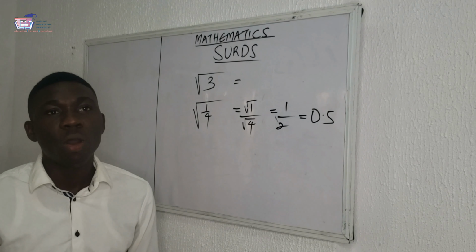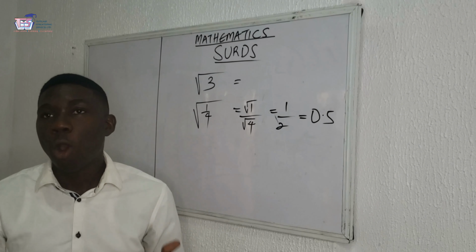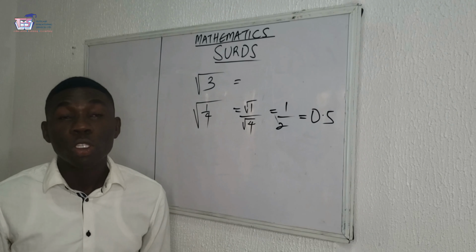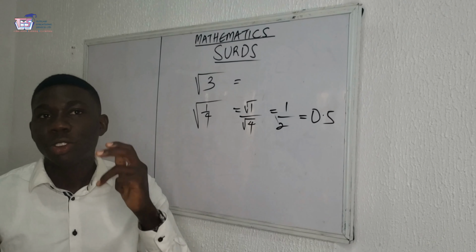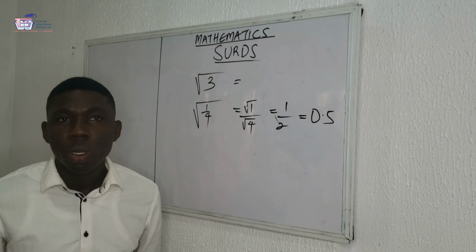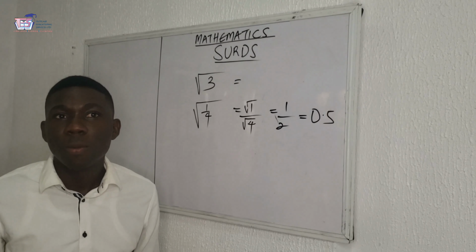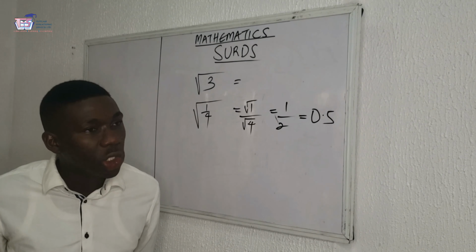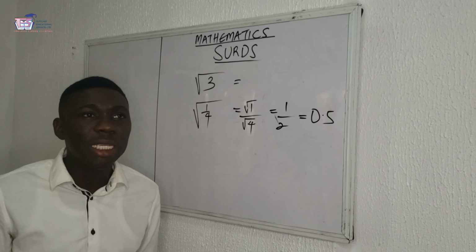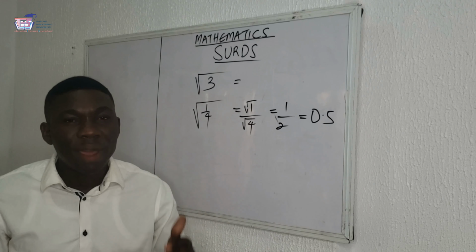Now we have some examples of roots of some particular numbers. Which of the following is a surd? Root 4. Is root 4 a surd? No, root 4 is not a surd, because 4 is a perfect square. Root 25. Is root 25 a surd? No, because 25 is a perfect square. Root 9. Is root 9 a surd? No, root 9 is not a surd, because 9 is a perfect square. And lastly, root 5. Root 5 is a surd, because 5 is not a perfect square.